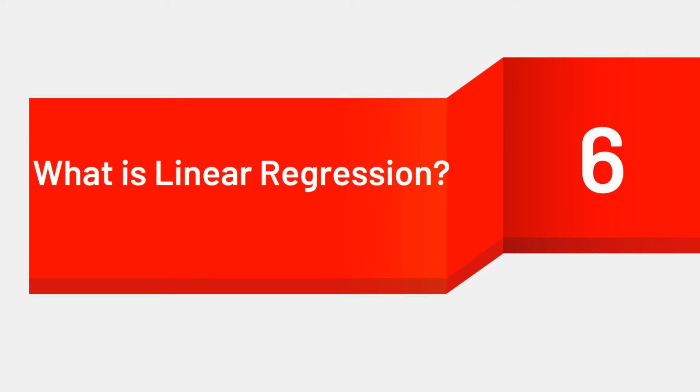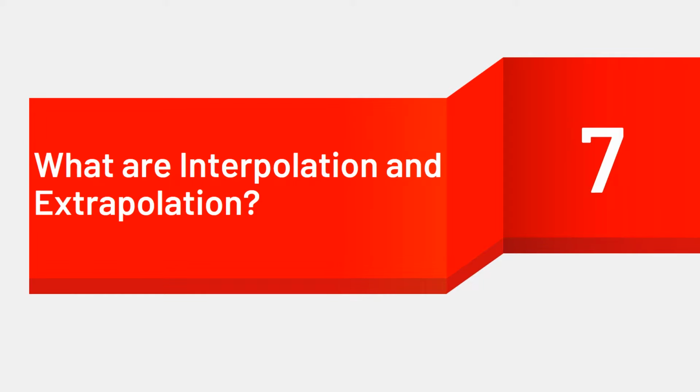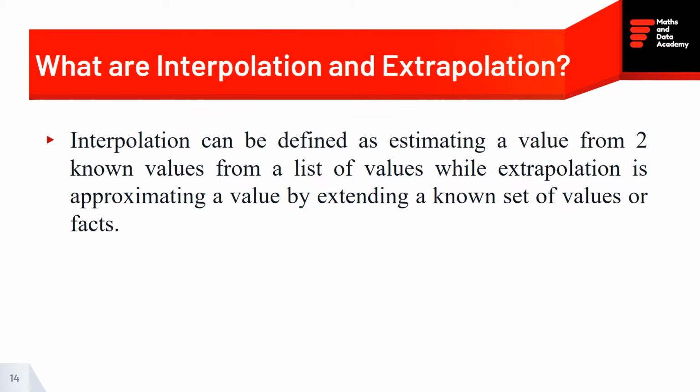What is linear regression? Linear regression can be defined as a statistical technique where the score of a variable y is predicted from the score of a second variable x, where x is known as the predictor variable and y as the criterion variable. What are interpolation and extrapolation? Interpolation can be defined as estimating a value from two known values from a list of values, while extrapolation is approximating a value by extending a known set of values or facts.